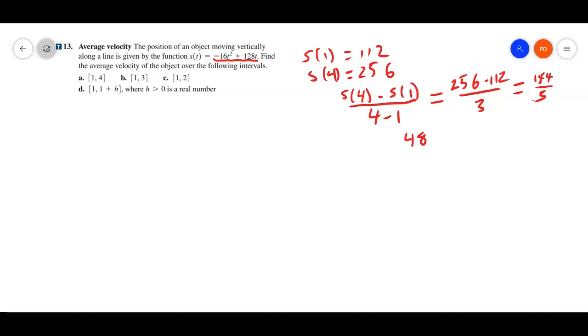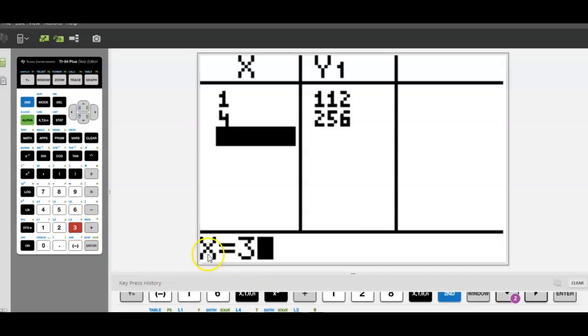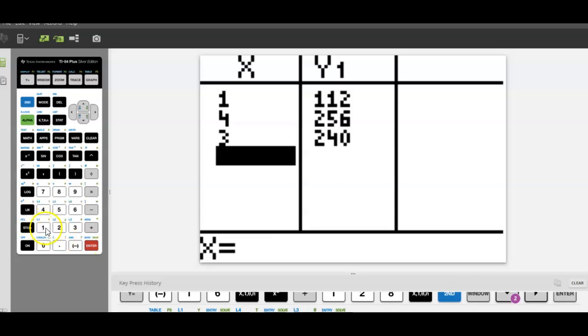And then if I want to find the slope between 1 and 3, so for part B, I will do s of 3 minus s of 1 over 3 minus 1. So s of 3, if I go back and look at my calculator, I'm just going to type in a 3 here. I'm going to click the button for 3, hit enter, and I get 240. And I'm going to do 2 while I'm here too. 240 and 192 will be the other two numbers I need.